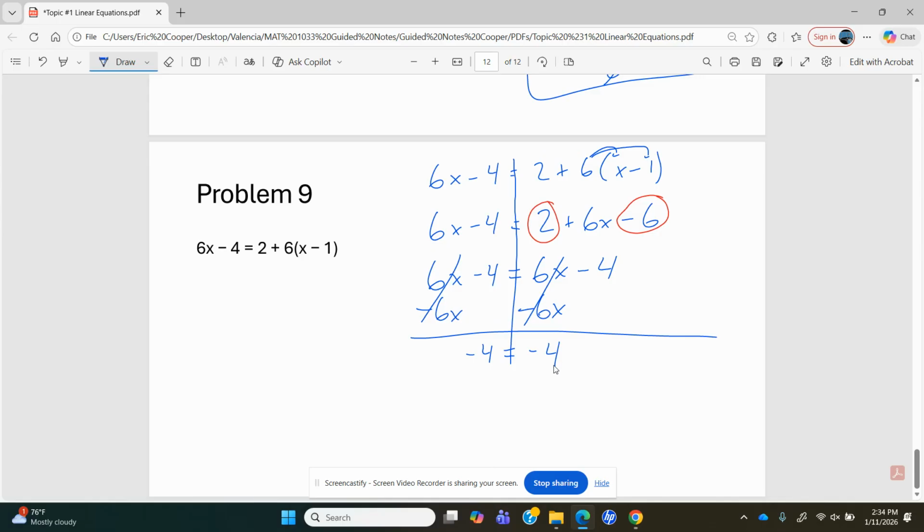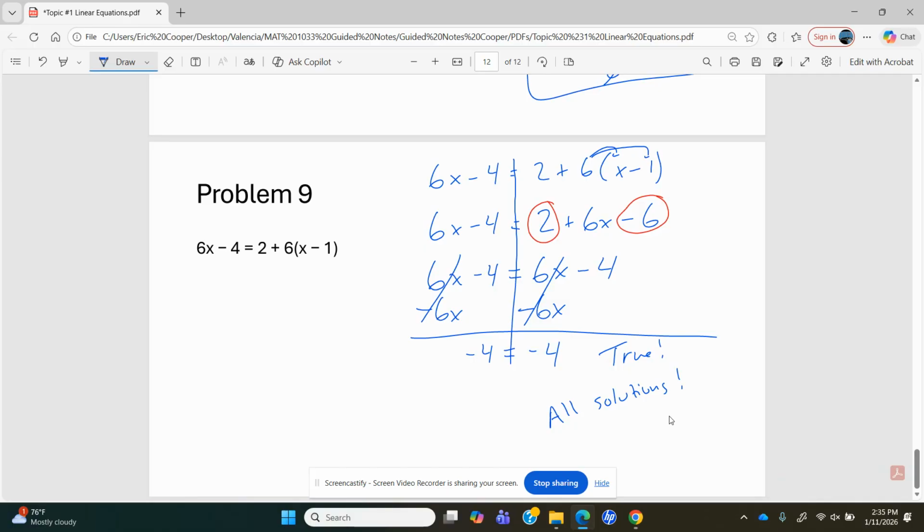Now this time I would ask, does negative 4 equal negative 4? And we would say, yes, this is true. If you have a number and it's the same, it equals itself. So in this case, it's not actually no solutions. That means the answer is all solutions. It does not matter what value you put in for x. As long as you put in the same value for both of the x's in the original problem, you're always going to come out with something that is the same.